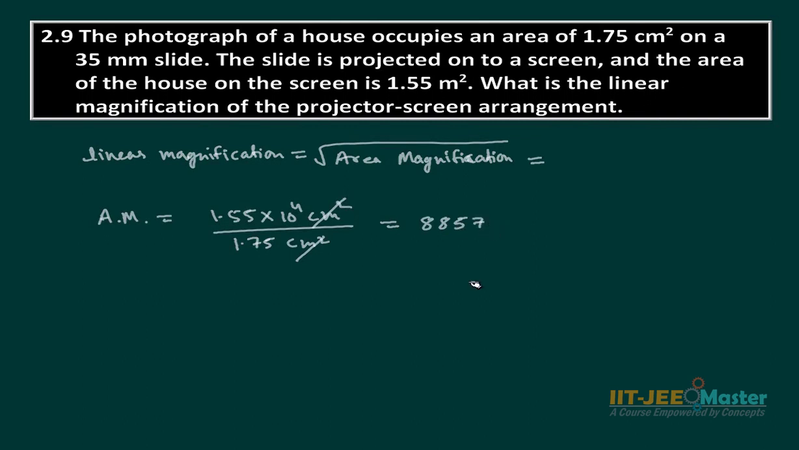8857 point something, but we'll take only 4 significant digits because we have 3 significant digits here, and in this type of calculation we always take one more digit than the least significant digits in the numbers. So linear magnification will be under root of 8857, that will be 94.11 and so on, but we'll take only 3 significant digits here. So the answer is 94.1.